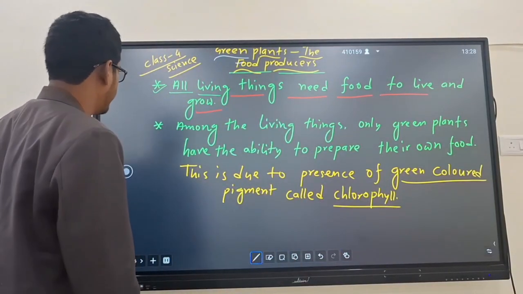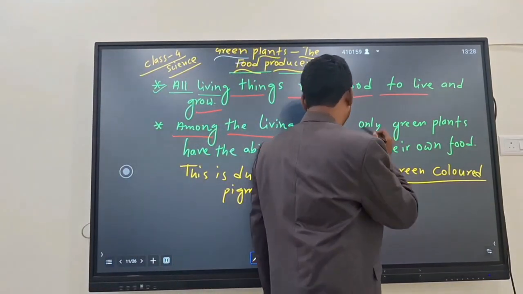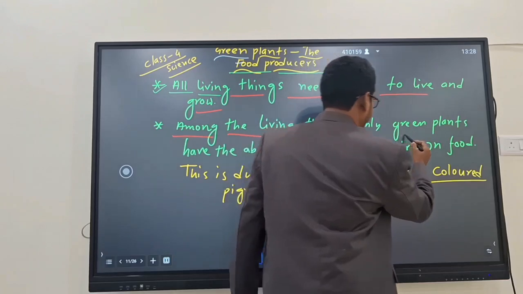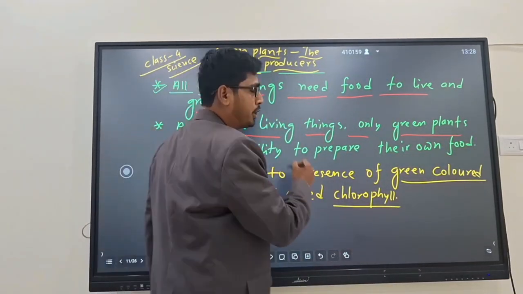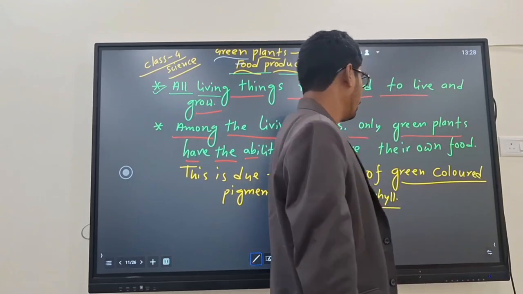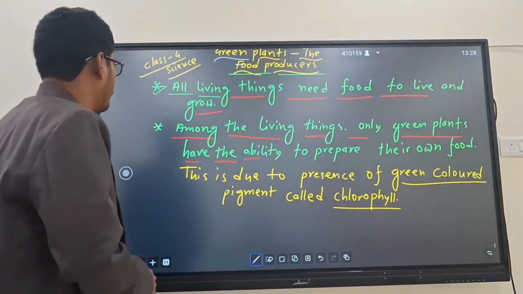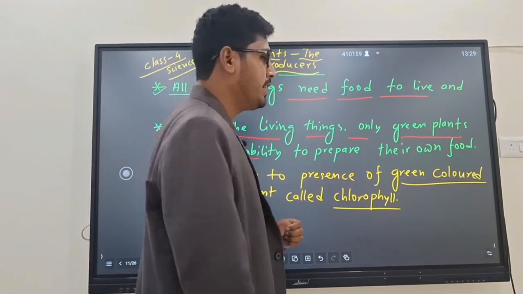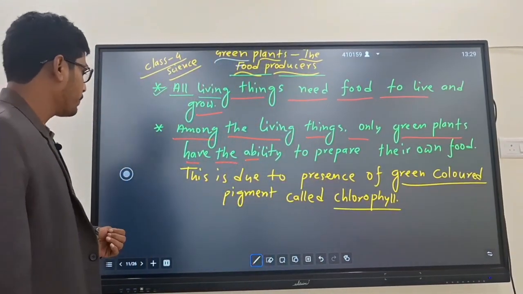And next point: among the living things, only green plants have the ability to prepare their food. So among all the living things, only green plants have the ability to make or prepare their food.